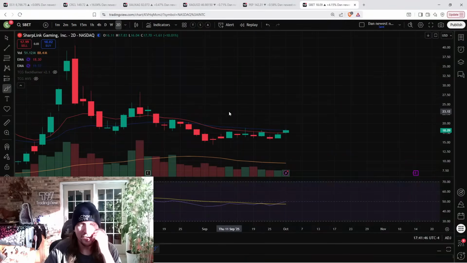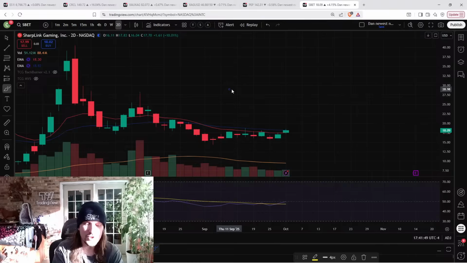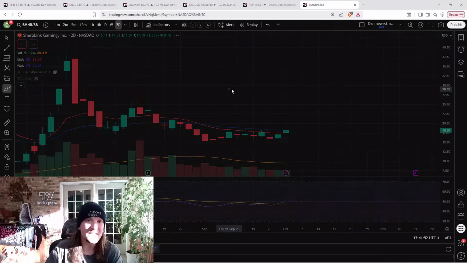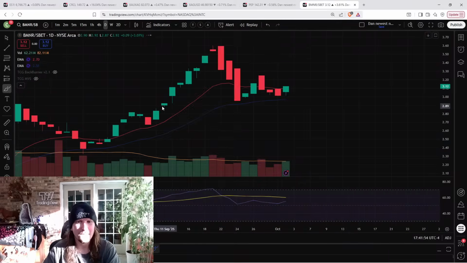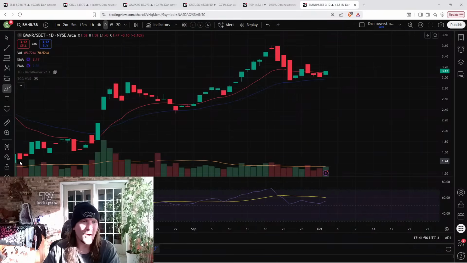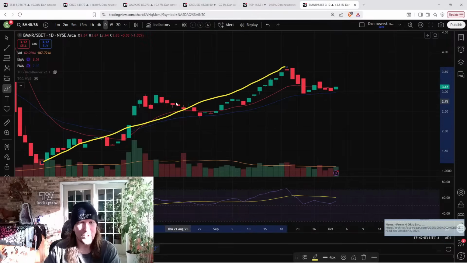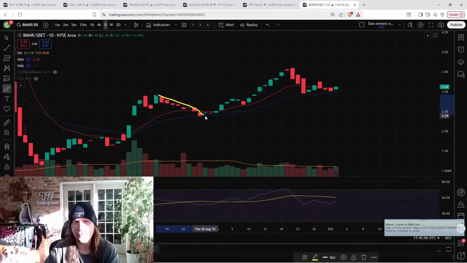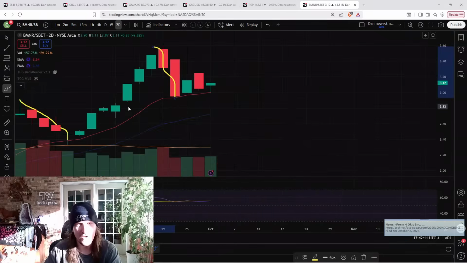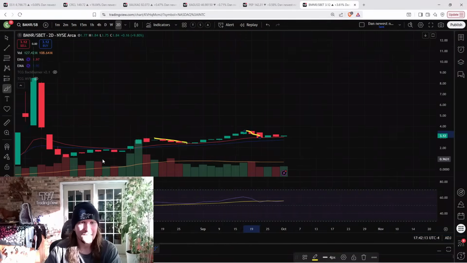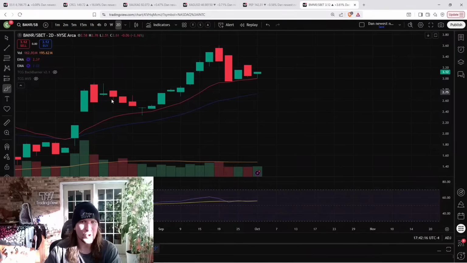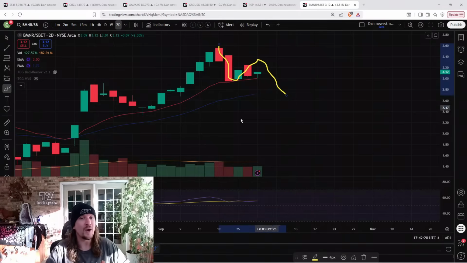Doesn't mean it can't recover, but let's just go BMNR divided by SBET, which name is stronger? On the daily chart, BMNR has been outperforming SBET for 2.5 months. There are little periods in here where SBET outperforms, but the trend, let's go back to the 2-day time frame, is a clear uptrend. So until this turns, if we do this, then that means SBET over BMNR.